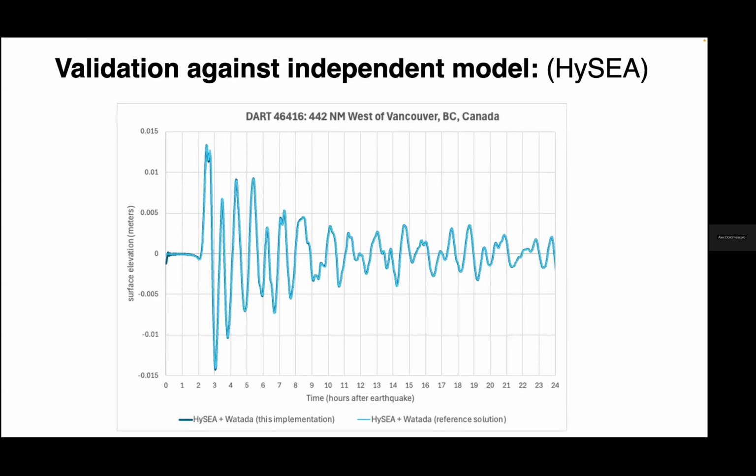To further validate my implementation, I applied my Watada correction script to a raw HySEA gauge that was shared with me by another modeler, which did not include any dispersion. I then compared this result to a reference solution for the same gauge that already included the Watada correction generated by the other modeler. As you can see on this plot, there's very strong agreement between the two, which confirms that the correction is being applied correctly and reproduces results from an independent model.